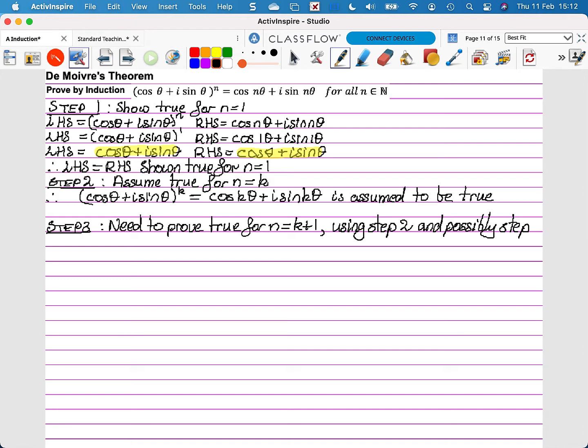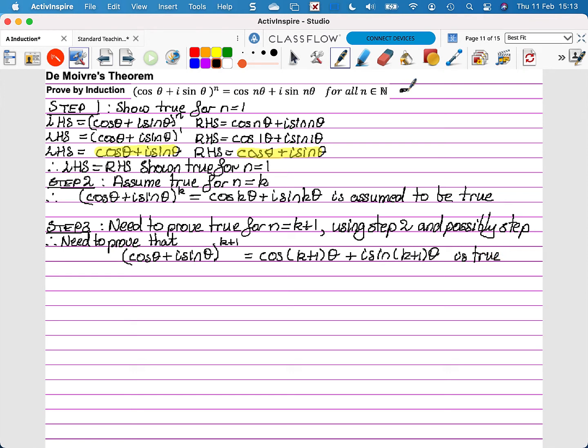So what we now do is we need to write down what we're trying to prove. Therefore, need to prove that (cos theta + i sin theta) all to the power of k + 1 will equal cos (k + 1) theta + i sin (k + 1) theta, is true, using the step 2.